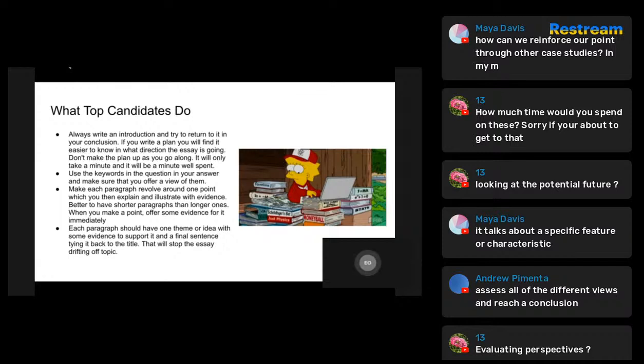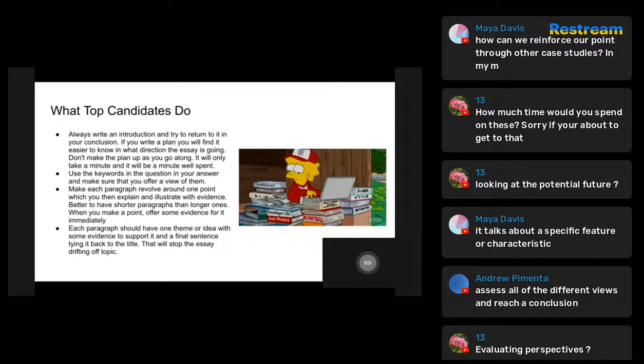What you've got to do is imagine that the examiner doesn't know you, and certainly won't know you, and you've got to make sure that you're writing to somebody who literally is an empty vessel, and you are enriching them with your own knowledge and understanding. Okay. So finally, each paragraph should have one theme or idea with some evidence to support it, and a final sentence tying it back to the title. That will stop the essay drifting off topic.